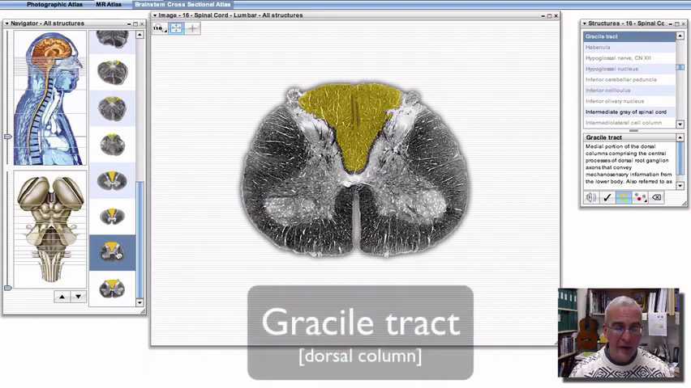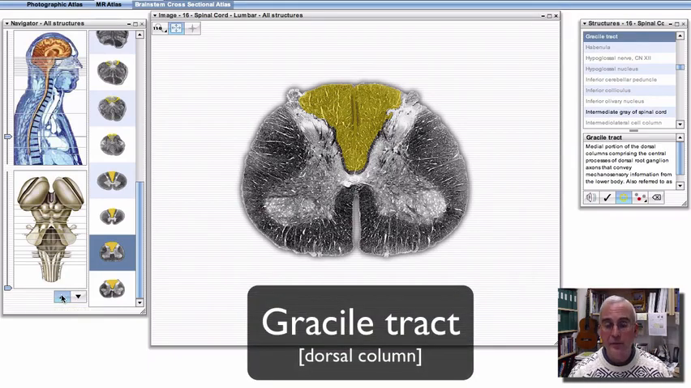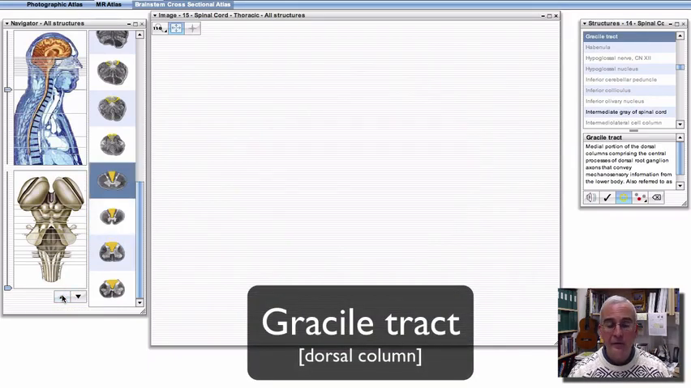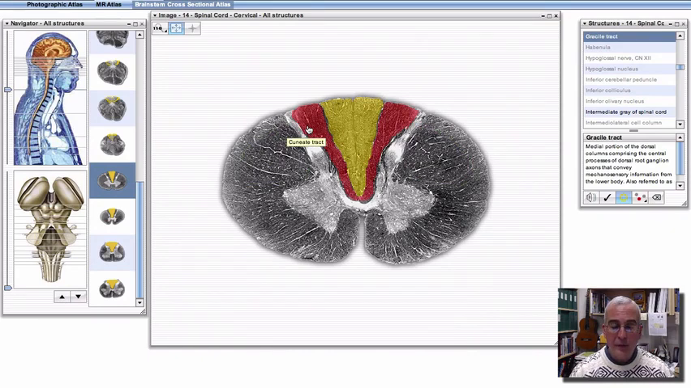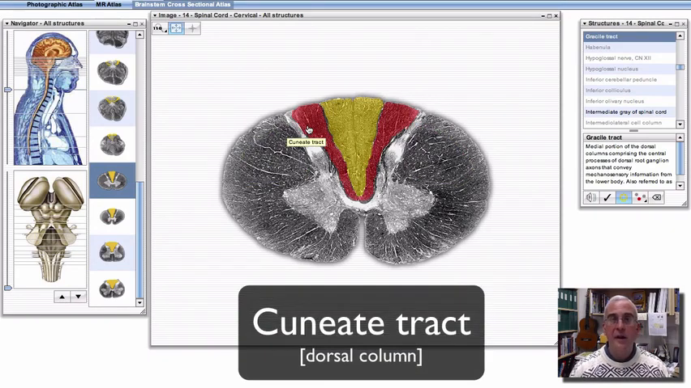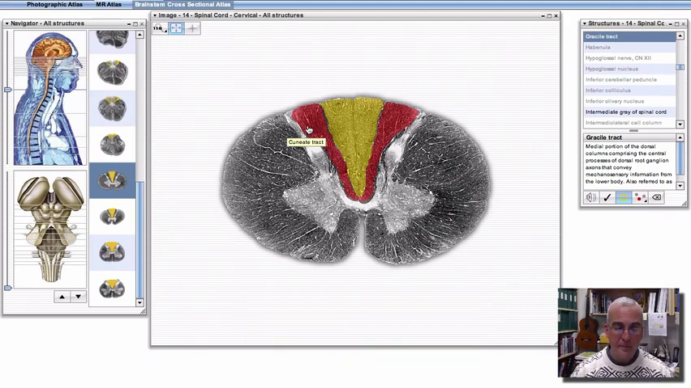So if I select that, and now we can work our way back up the spinal cord, you'll see how the gracile tract is present in the more medial aspects of the dorsal horn, whereas this lateral region is called the cuneate tract. The cuneate tract basically accounts for the addition of sensory axons from the upper extremities.